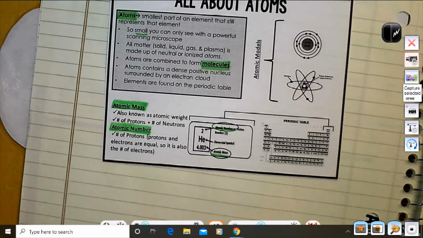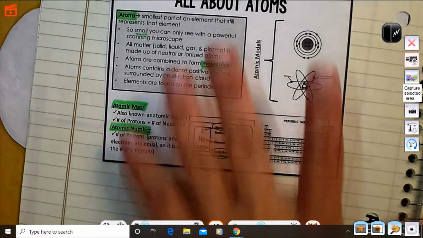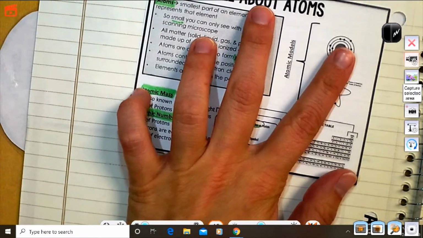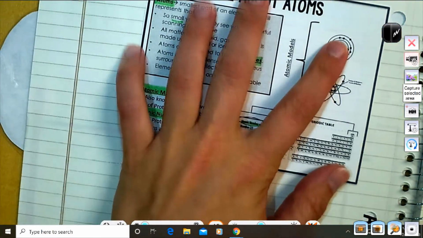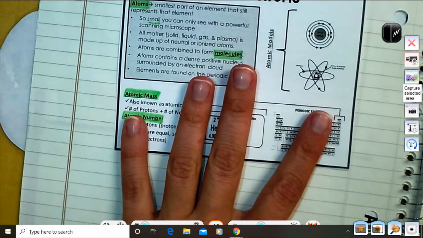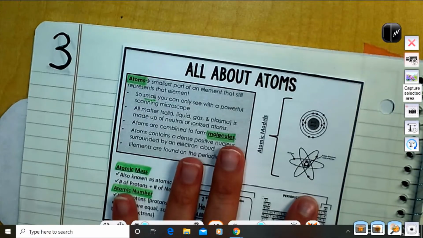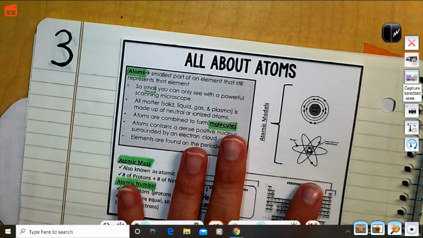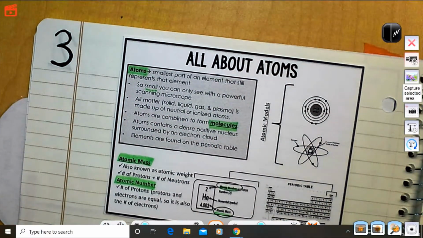Okie doke. You're going to get some glue, and you're going to glue that in. Let's see if this fits. Right. Just right here at the top of the paper, like this. There we go. Okay. So glue that in there.